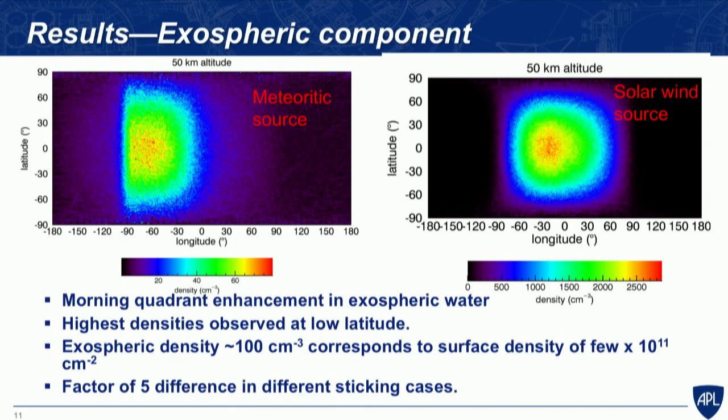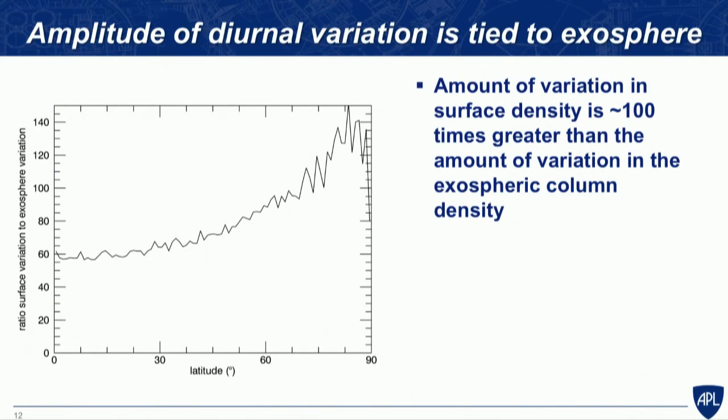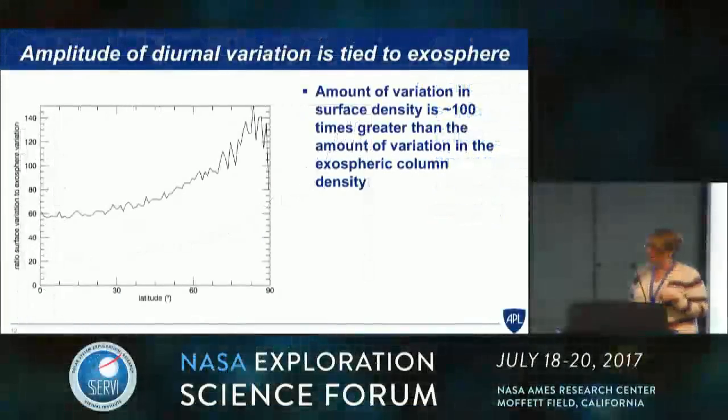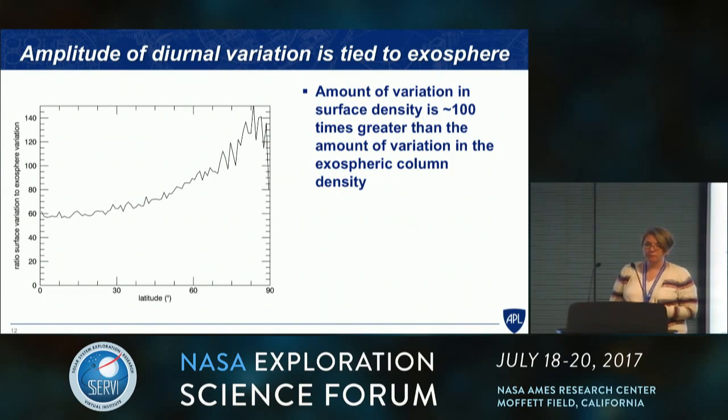And this is kind of the number that you need to work with if you are trying to relate these things. If you have an exospheric density of about 100 per cc, then it would correspond to a surface density of about 10 to the 11 per centimeter squared. So if we look at that ratio as a function of latitude, instead of looking at the exospheric densities in volume, we're looking at the integrated column density, so it's again in per centimeter squared. It's a factor of about 100 between the amount that's on the surface and the amount that's in the exosphere.